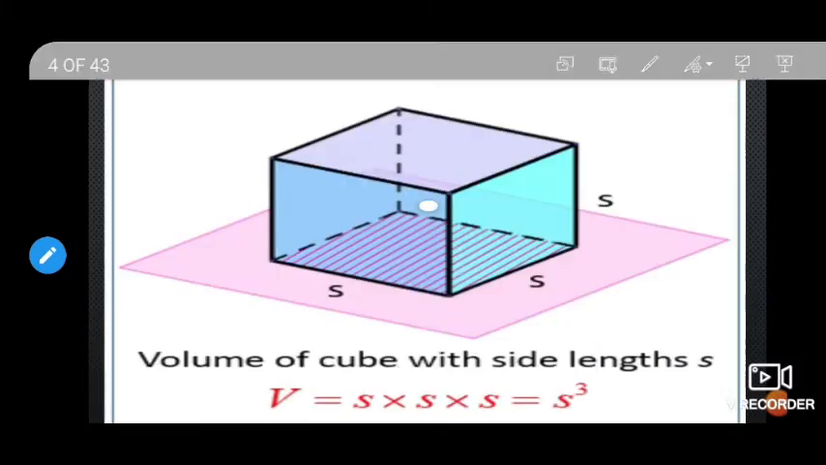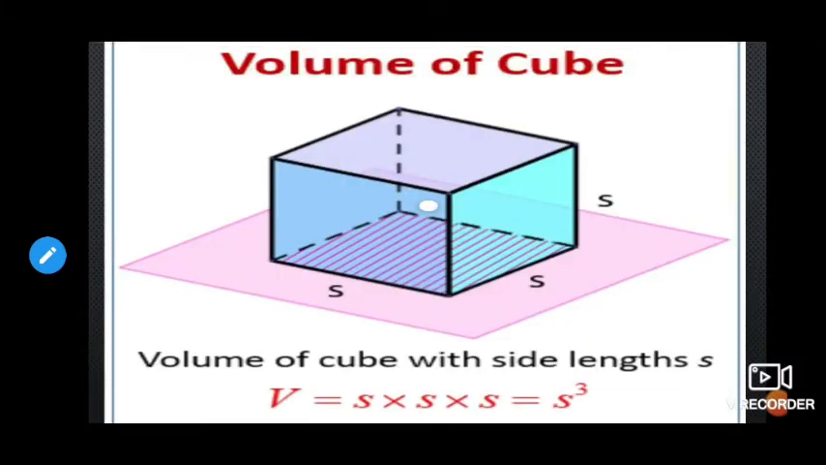Next, in the same way, the volume of the cube. If we take the cube, all sides are the same. Here there is no separate length, width or height, so all are S. The base area will be S into S, and we take it height times, and the height here is S again. So S into S into S, that is S cube. So the volume of the cube is S cube. Just keep it in your mind.